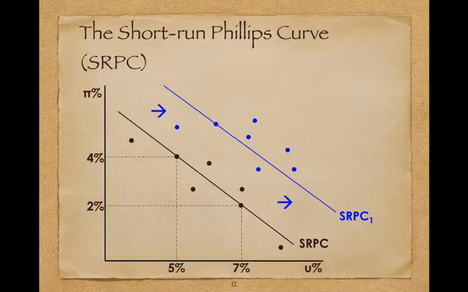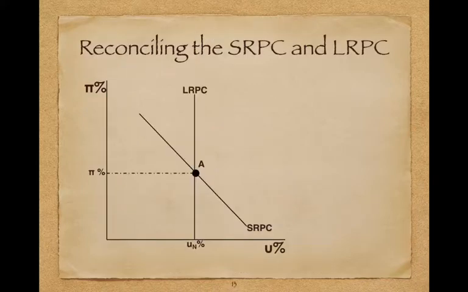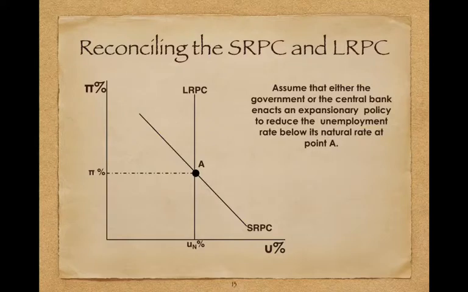So we could see, okay, at this point, we've got these higher rates of unemployment and higher inflation. Okay? So let's go ahead and reconcile these two points. Let's sort of bring this all back together. What I want to talk about is, let's assume that either the government or the central bank wants to enact some sort of expansionary policy.